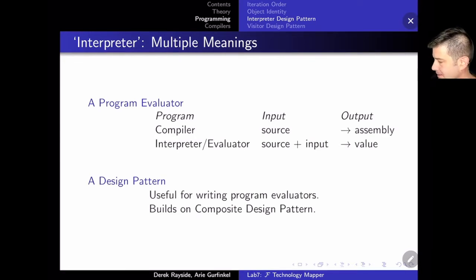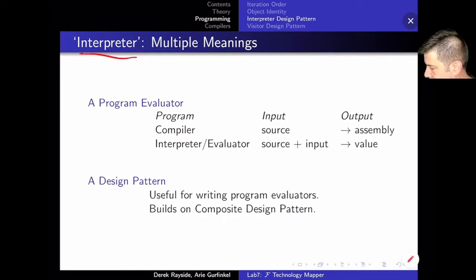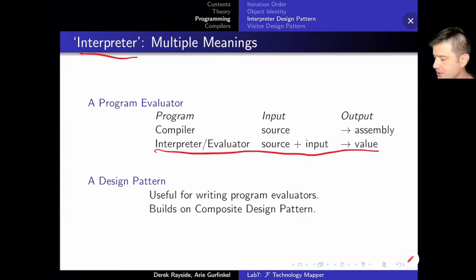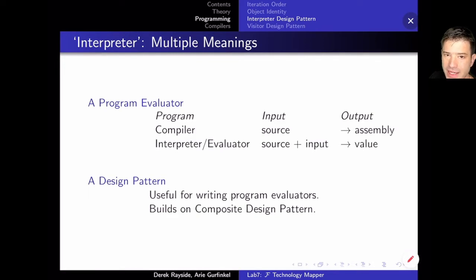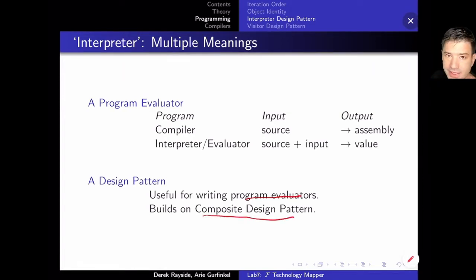Okay. So first, interpreter. This is what we used in the simplifier before. Not to be confused with interpreter in this sense: an interpreter as in something that interprets a program, executes it while compiling in a sense. We're talking about interpreter in the sense of a design pattern. This is a useful design pattern for lots of things, in particular when we're writing program evaluators, and in particular whenever we already have a composite design pattern.